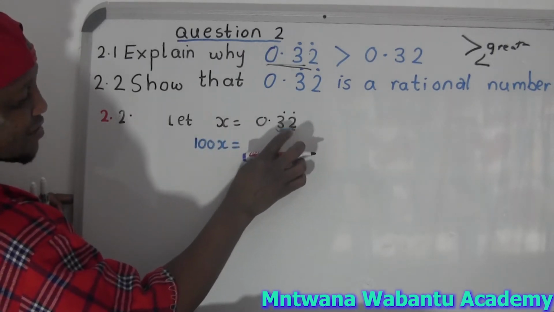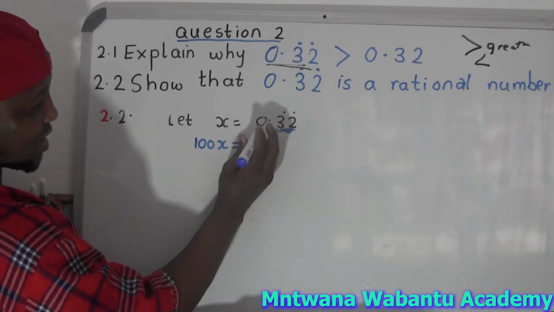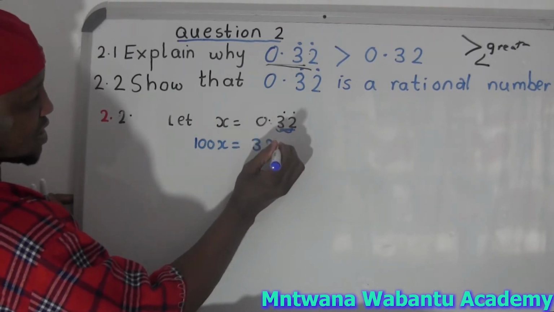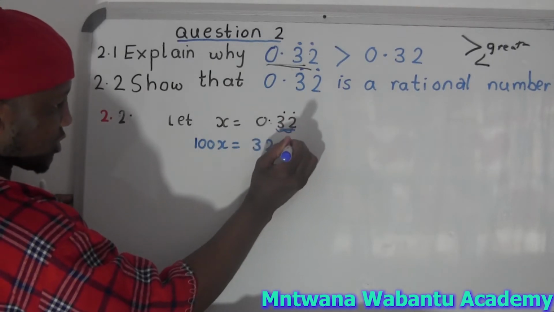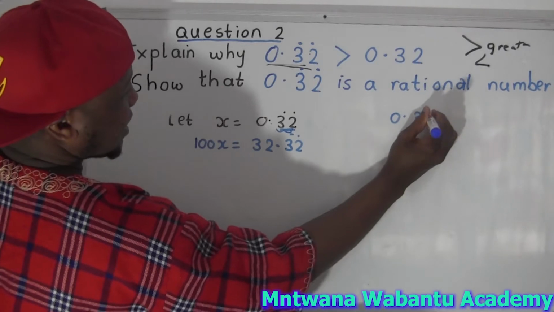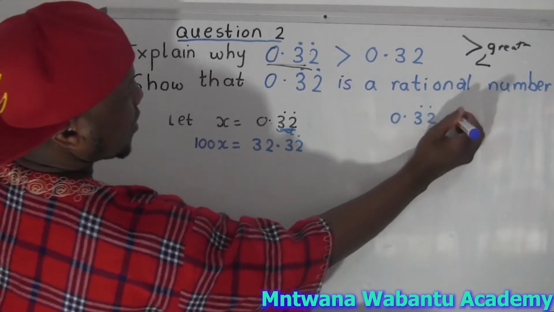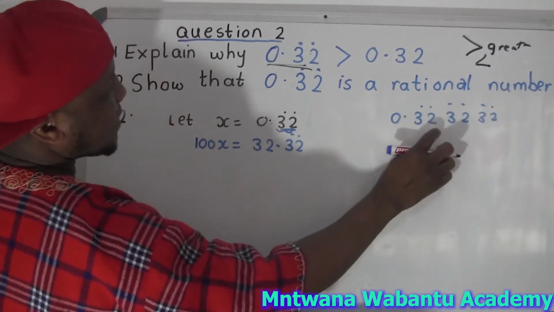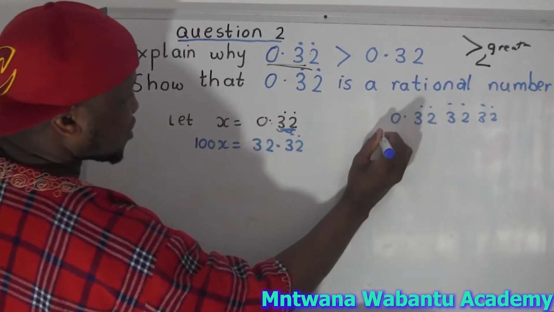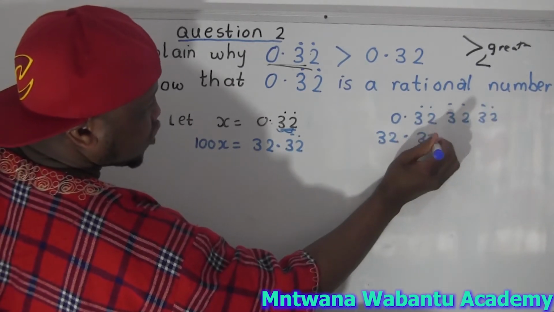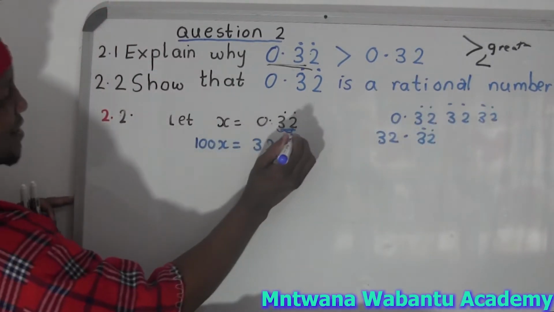And when you multiply by 100, this 32 is going to come here on the right, put your decimal, and this is going to be repeating. Look, it's 0.32, but there's another 32 even if you don't write it. So if I multiply by 100, this 32 is going to come here, but we're still going to be left with 32 again. It's repeating, so that's why I write it like this.